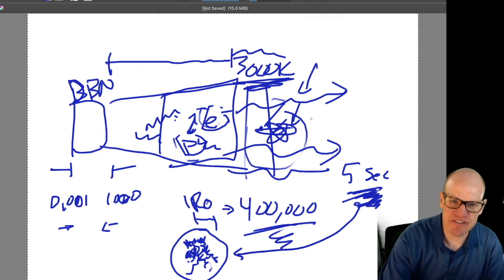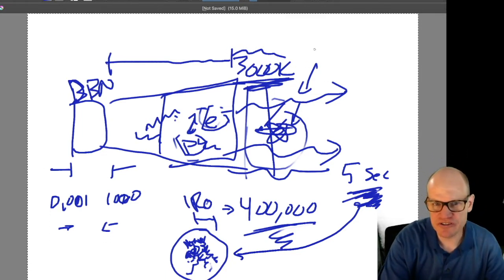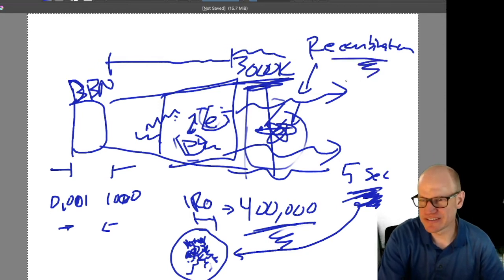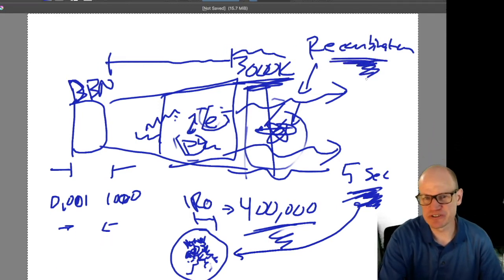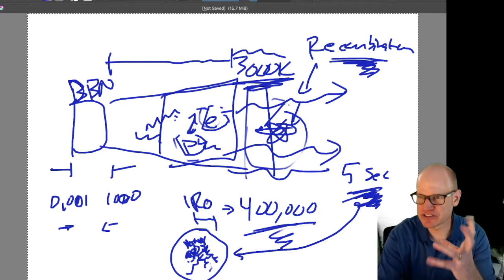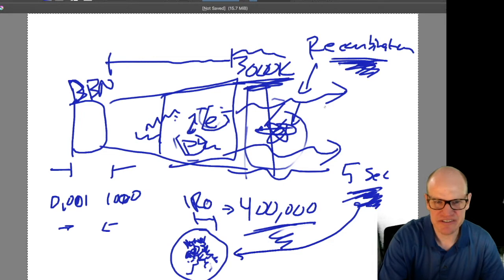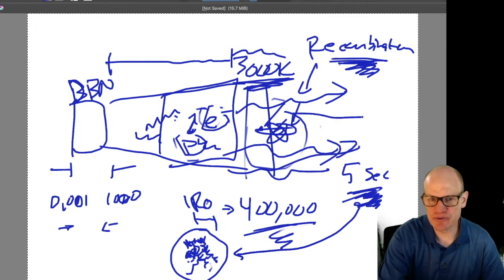So this moment is called recombination, okay, as though they had been combined before. The real term should be combination. It's the first time that the electrons have been bound into neutral atoms, but we call it recombination because it sounds a little better, I guess. Historical reasons. So at that point, you have all these photons that are now free to stream through the universe.